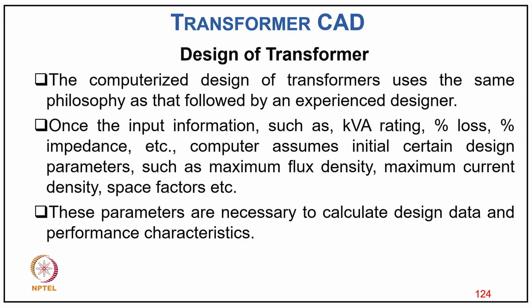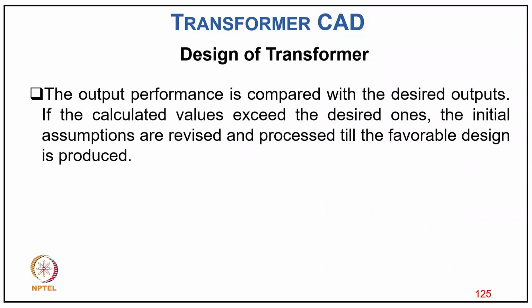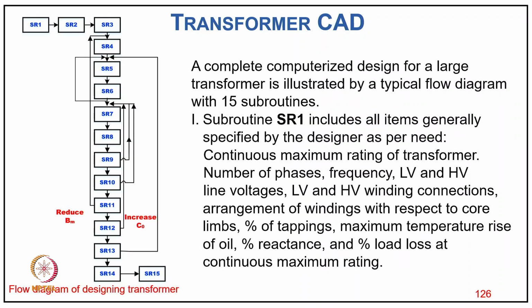Computerized design of transformer uses the same philosophy as that followed by an experienced designer. Once the input information such as kVA rating, percentage loss, percentage impedance, etc. is given, the computer assumes certain initial design parameters such as maximum flux density, maximum current density, and space factor. These parameters are necessary to calculate design data and performance characteristics. Now the output performance is compared with the desired output. If calculated values exceed the desired ones, the initial assumptions are revised and processed till a favorable design is built.